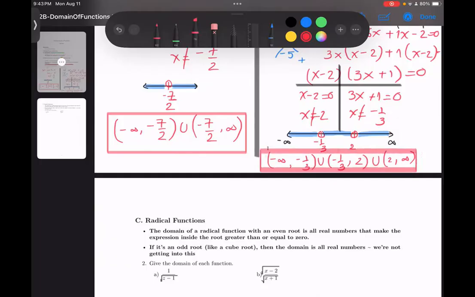I also accept this, by the way. If you stop right there, that's fine too. But extra credit will be interval notations. Okay.